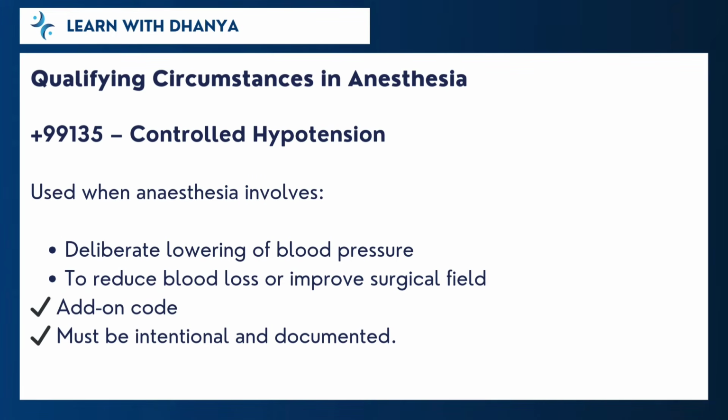Next comes plus 99135, which means controlled hypotension, which means the patient has lower blood pressure. Even in that case, if the anesthesia is given to the patient, plus 99135 should be given as an add-on code along with the anesthesia code.